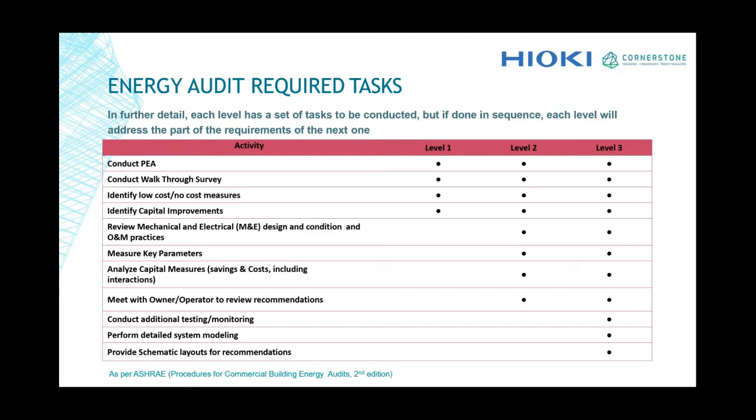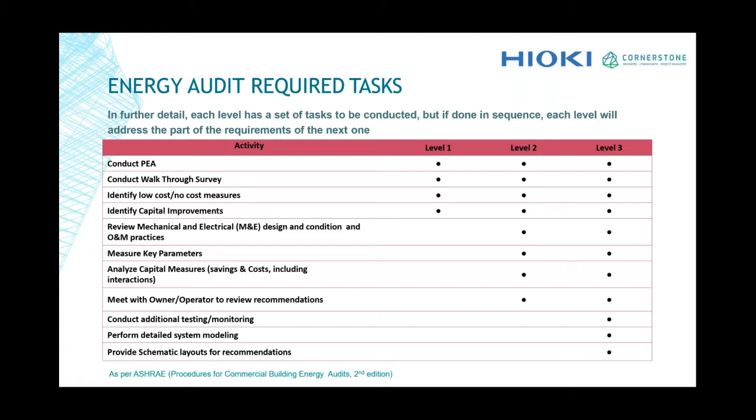Again, focusing on analyzing capital measures, there'll be more detail given to level 2 audits versus level 1. And you would also meet with the owner and operator to review the recommendation. Level 2 takes it to implementation of the solution. So there will be detailed sessions with the owner to see how feasible it is, engineering technical wise as well as financial wise.